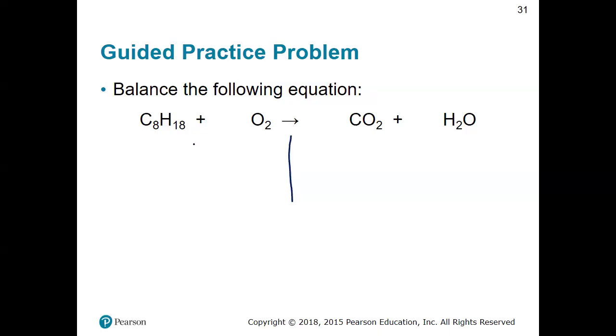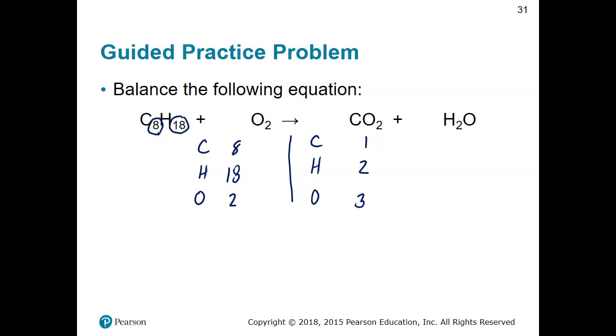That was part 1. I need to split it into its elements. I have 8 carbons over here, but just 1 over here. 18 hydrogens on the reactant side, but just 2 on the product side. 2 oxygens over here on the reactant side. 2 plus 1 is 3 on the product side. Just like last time, we have an equation that does not balance in any of the elements, at least initially, but that's okay.